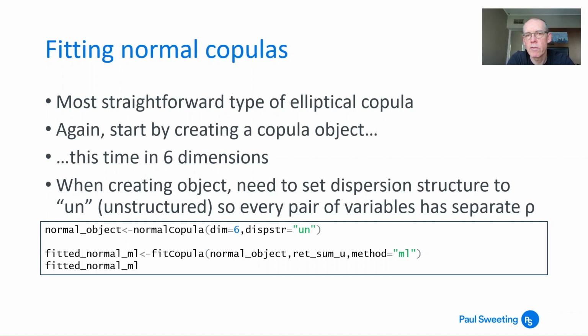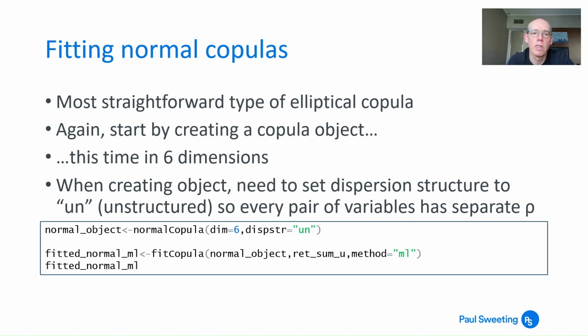And doing this for normal copulas, we need to add an additional parameter which relates to the dispersion structure. We need to set it to unstructured, UN, and this means that every pair of variables has a separate correlation coefficient. If we don't have an unstructured dispersion structure, then you'd have a single correlation coefficient imposed across the whole dataset, which you don't want with a normal copula, because part of the point of using a normal copula is you can have a whole range of correlation coefficients.